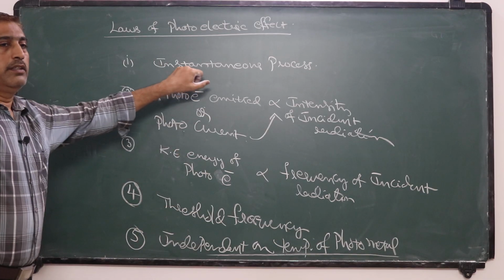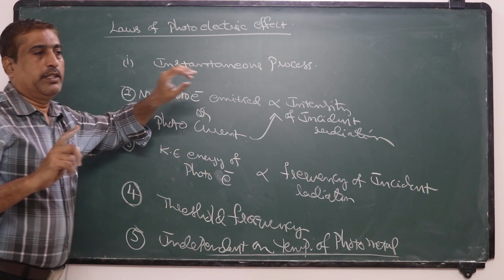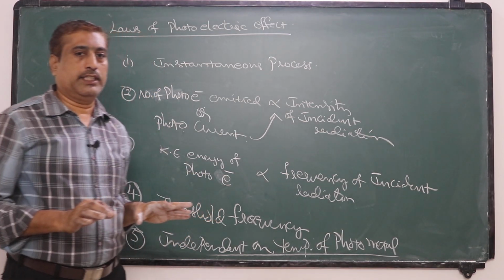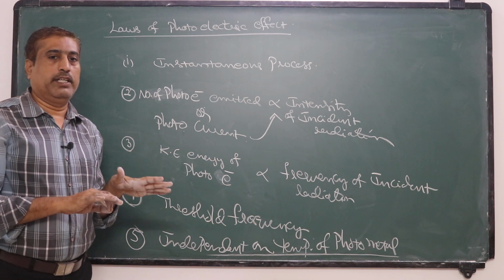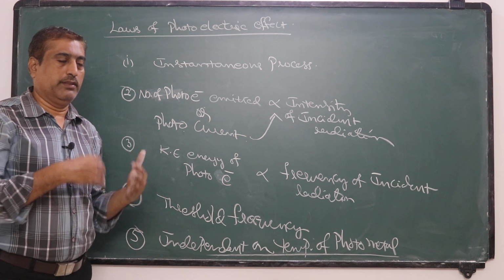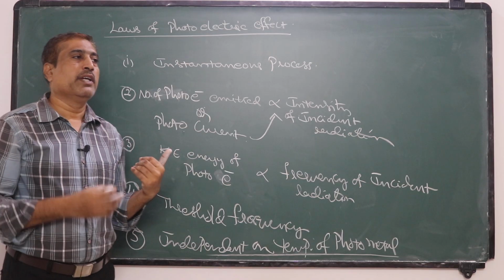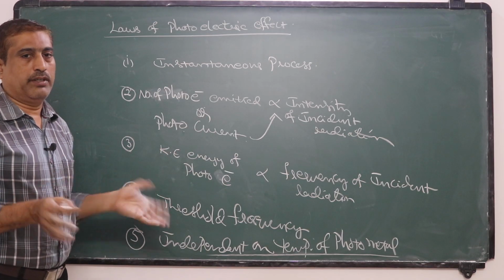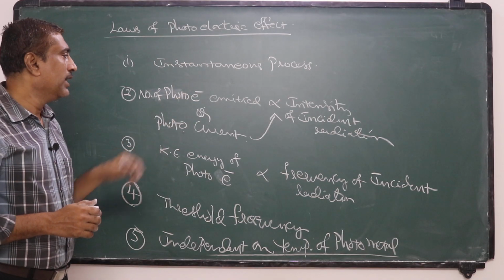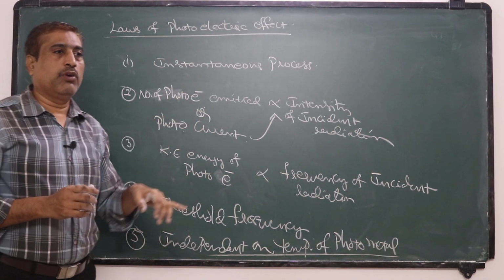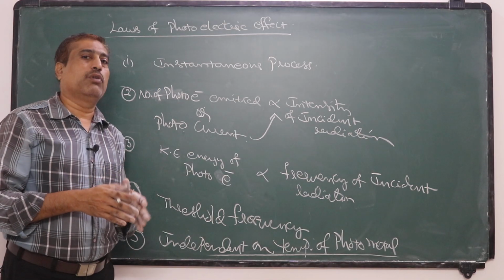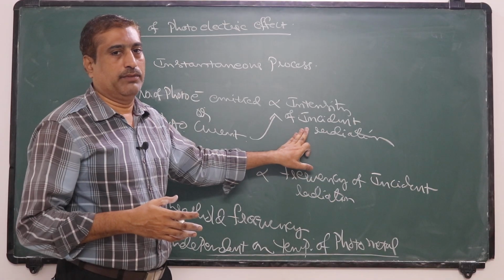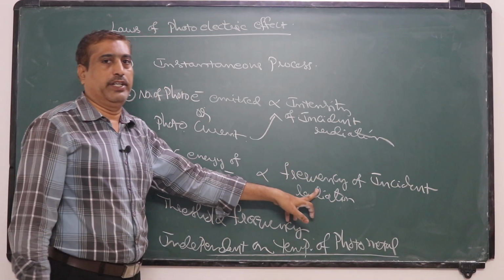The first law: the photoelectric effect is an instantaneous process. There is no time lag between the incidence of radiation and the emission of electrons. That is the first law. The second law: the number of photoelectrons emitted, or the photoelectric current, depends on the intensity of incident radiation and is independent of the frequency of radiation.